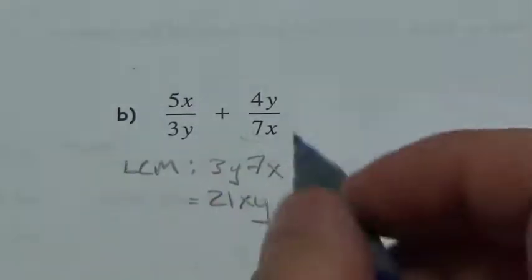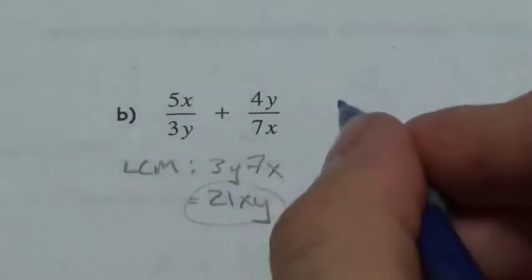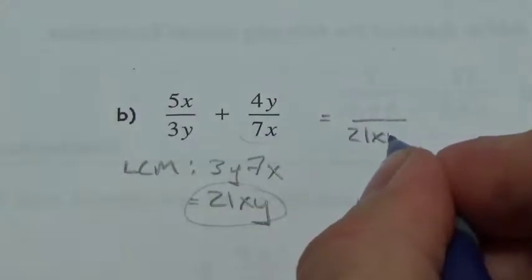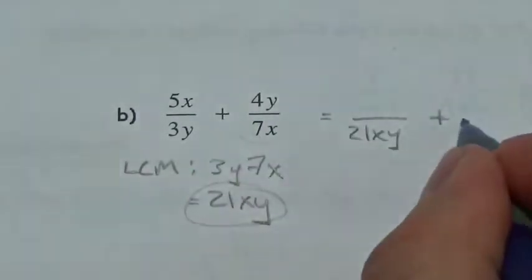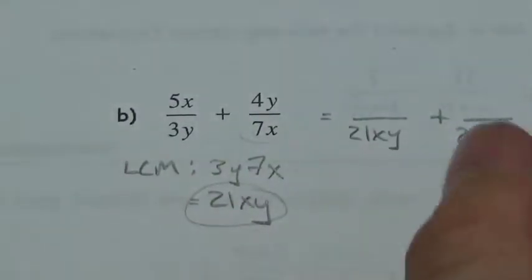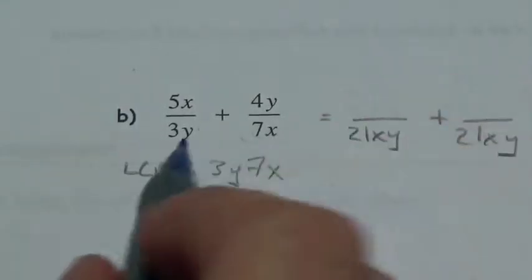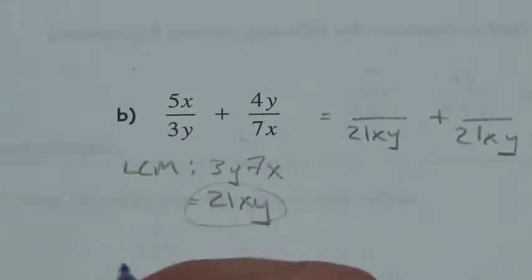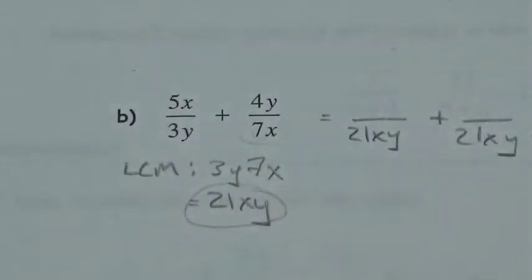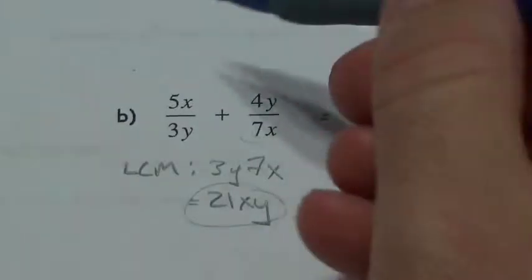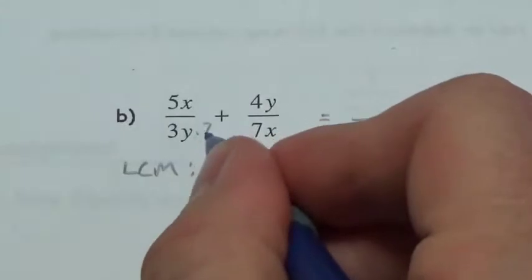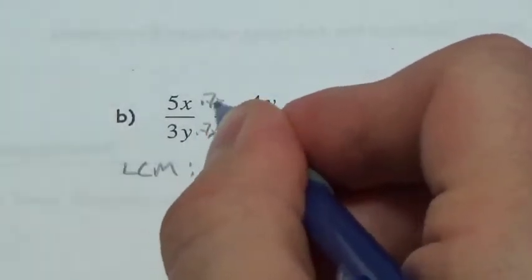Now, this is what my denominator is going to be. I know this is going to end up being something over 21xy plus something over 21xy. Now, what did I have to multiply the denominator by to turn that into 21xy? It doesn't matter what I convert it to, as long as I do the same thing to the numerator and the denominator. So I had to multiply this by 7x, which means I have to multiply the numerator by 7x.